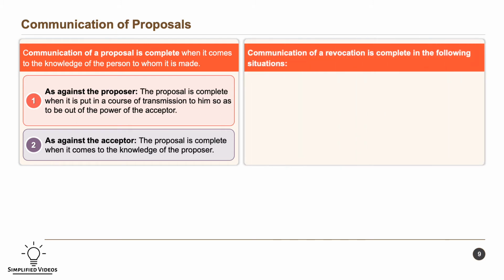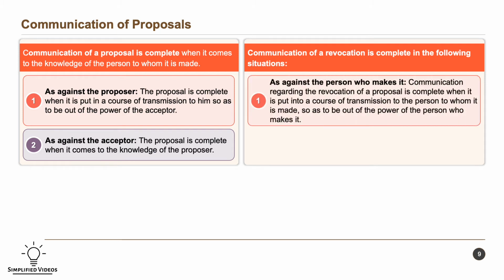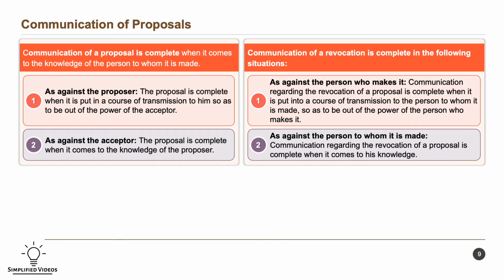Communication of a revocation is complete in the following situations. As against the person who makes it, communication regarding the revocation of a proposal is complete when it is put into a course of transmission to the person to whom it is made, so as to be out of the power of the person who makes it. As against the person for whom it is made, communication regarding the revocation of a proposal is complete when it comes to his knowledge.